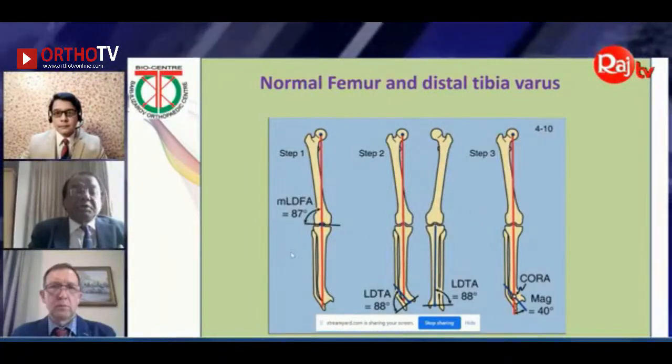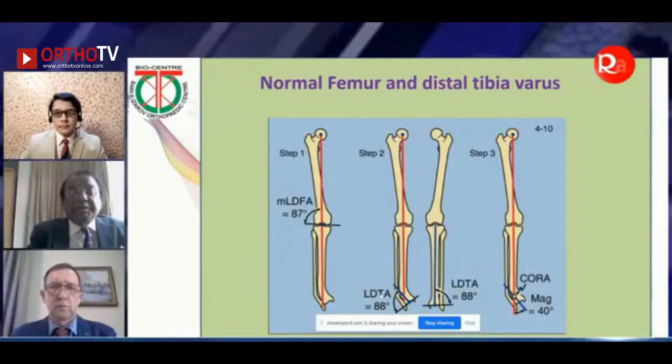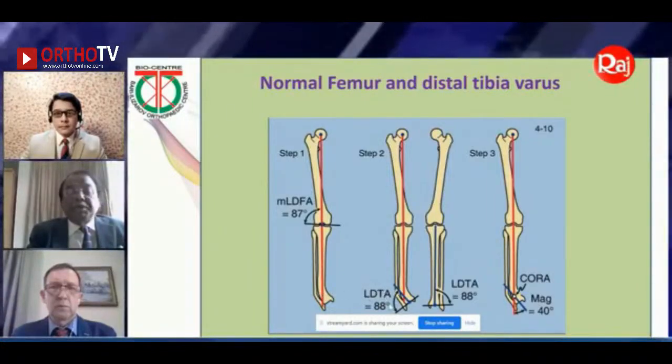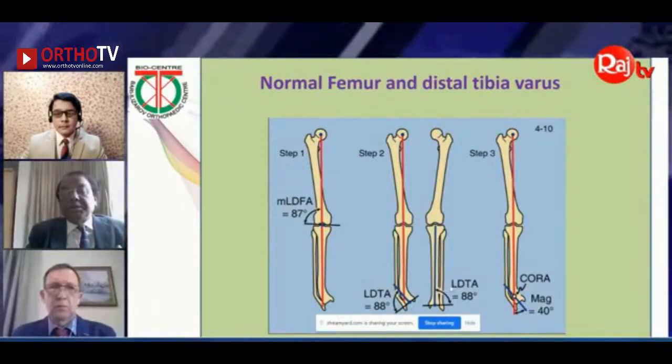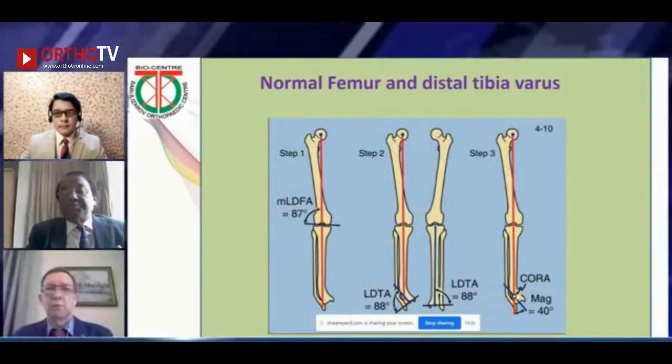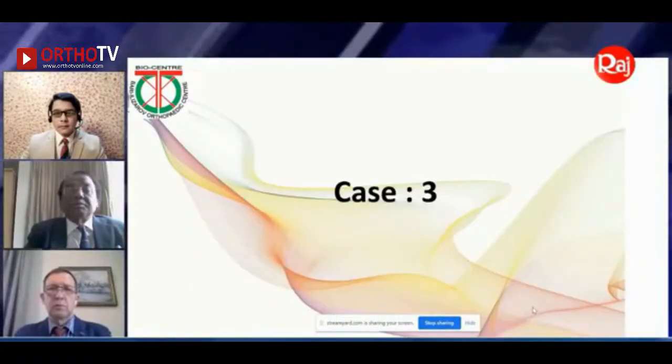Now, normal femur and distal tibia varus. Your femur is normal, but your distal tibia is varus. That means LDTA, normally here it is 90, you are getting 88. Here, 88 LDTA. And this magnitude is how much you have to correct, a 40 degree angle.